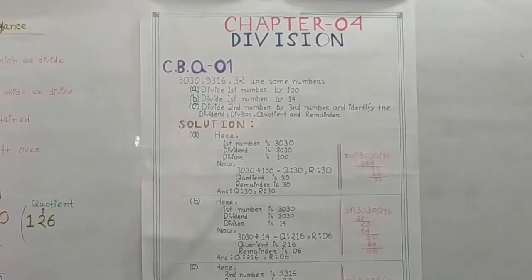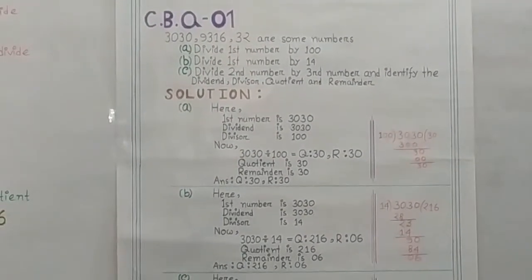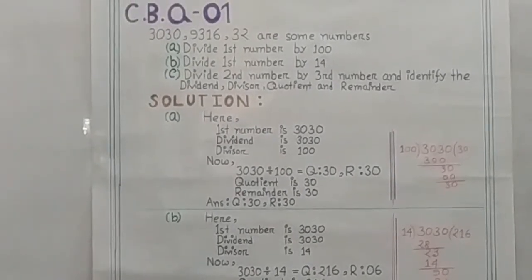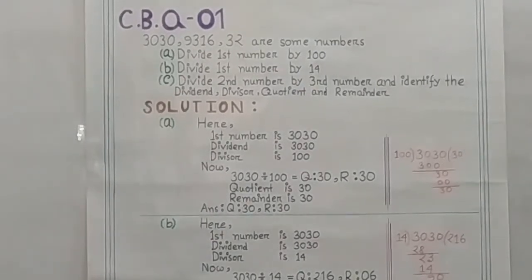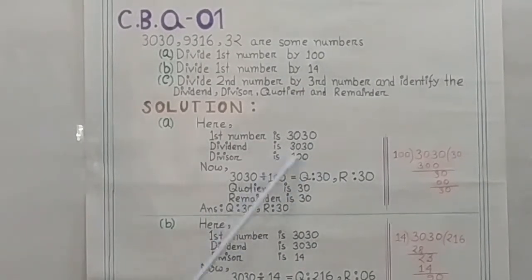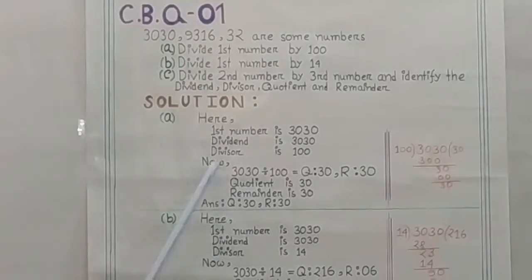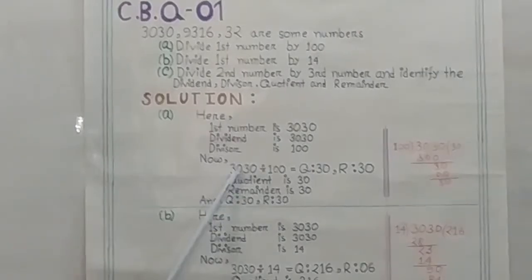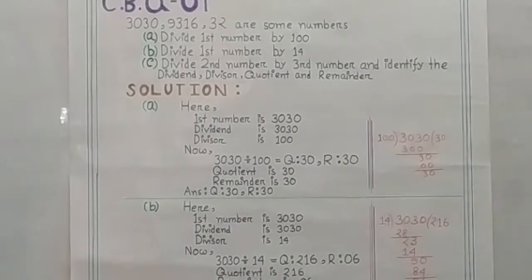The solution of A. Here the question said to us that divide first number by 100. Our first number is 3030. So we have to divide 3030 by 100. As we divide 3030, so 3030 is our dividend. We divide 3030 by 100, so our divisor is 100. This is the process of division, that is 3030 divided by 100. Now let's see the division.